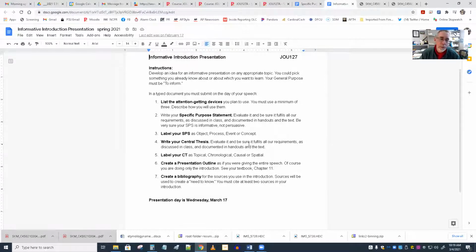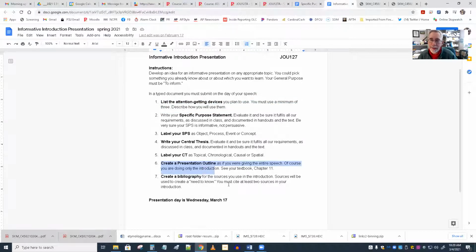All right. So anyway, this is the informative introduction presentation paperwork, which actually rolls into the actual way you do it too. Although your paperwork more broadly imagines the entire presentation, you are only going to be performing the introduction, but that still uses sources. So you could list the attention-getting devices separately, just in a little list, attention-getting devices, number 1, number 2, how you plan to use them, or it could be part of your presentation outline.